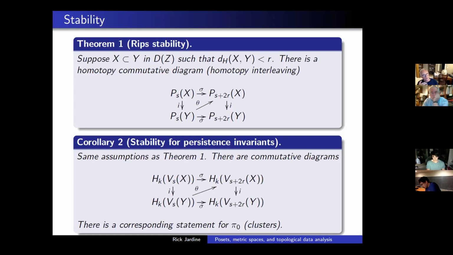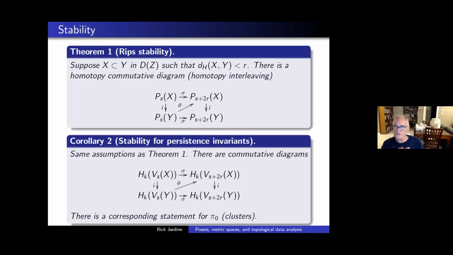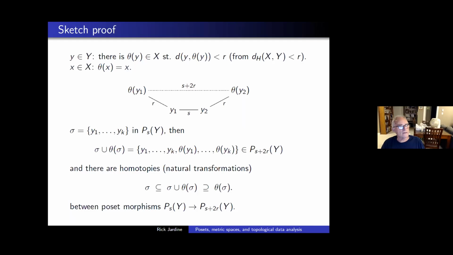So this homotopy assertion is giving you the homology stability, but it also gives you a corresponding statement for path components. Path components, say pi_0 of VS of X, that's a cluster in the data set X, and the stability statement for path components is giving you a statement about clusters as well. Okay, this thing has a proof. Let me just sketch it.